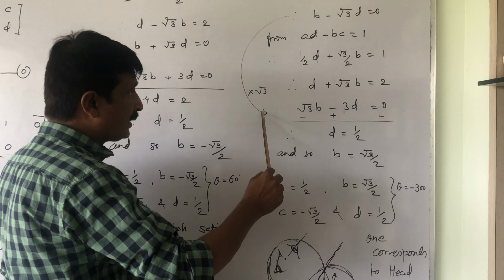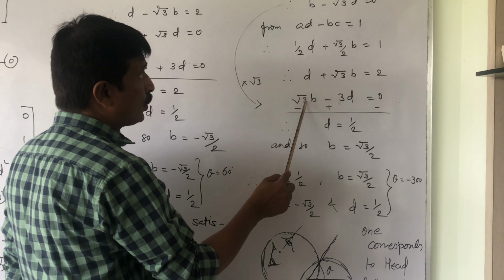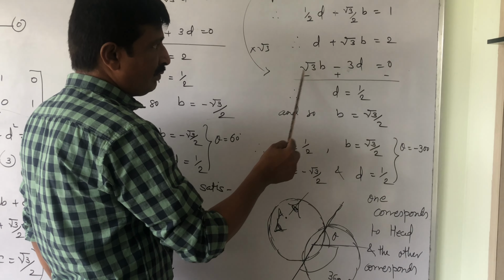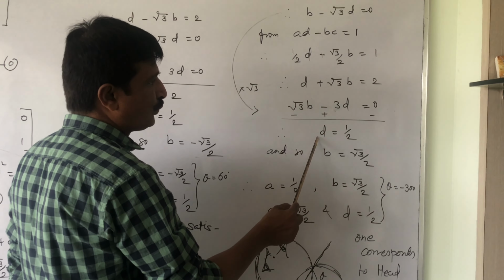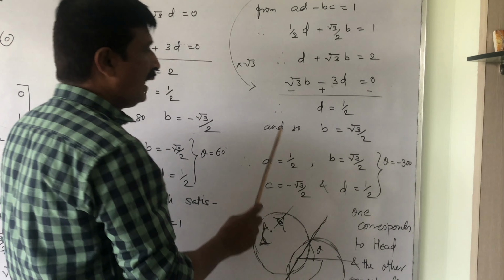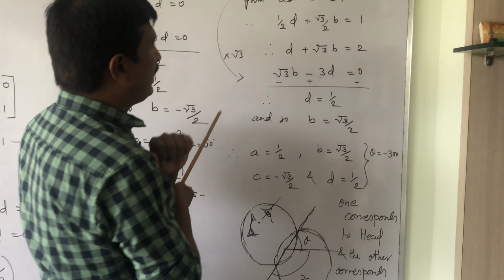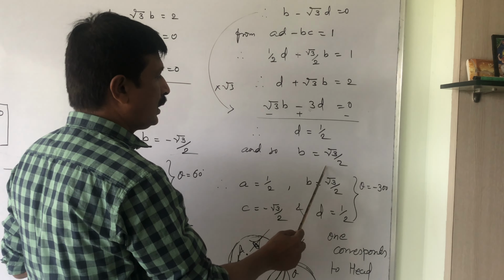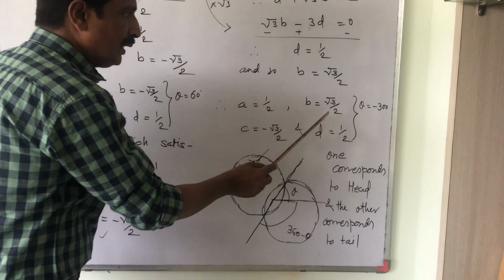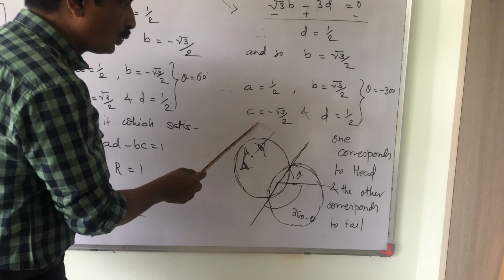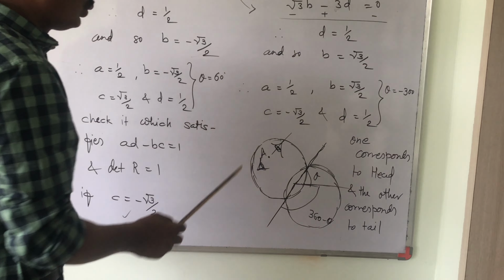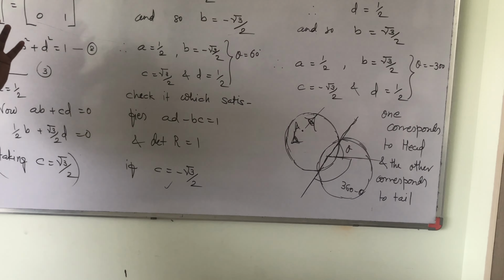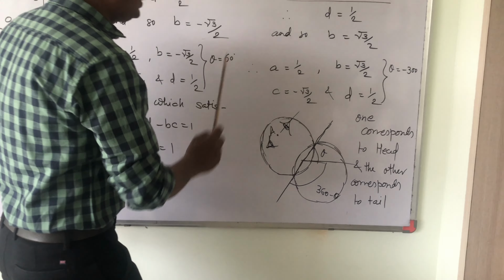And multiplying the other equation by root 3, we get root 3B minus 3D equal to 0. Subtracting, this cuts out, and D plus 3D is 4D, it is 2, so D is half. And if we put D half in this equation, we get B is root 3 by 2. So A is half, B is root 3 by 2, C is minus root 3 by 2, and D is half. So taking A equal to only one number, we have two quadruples, this one and this one.